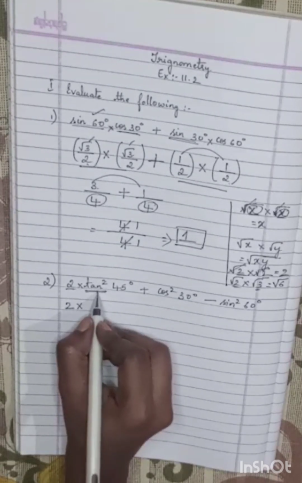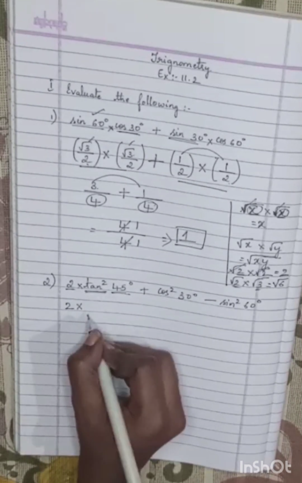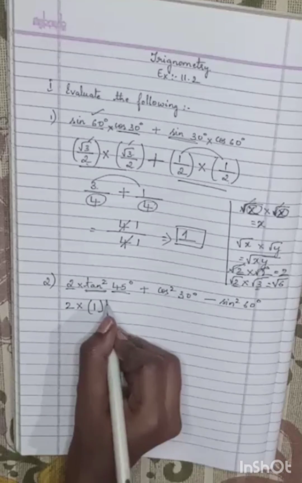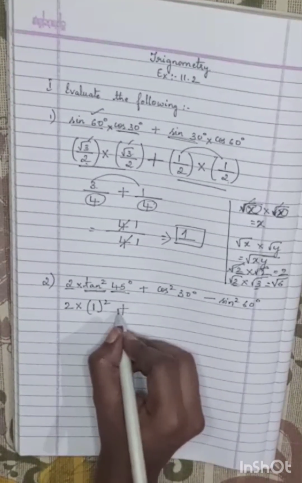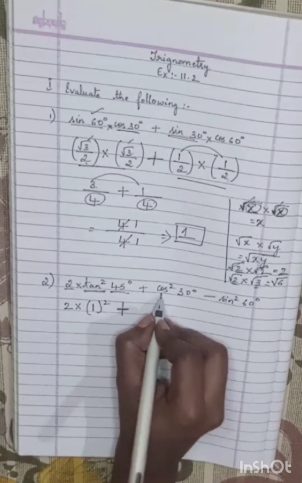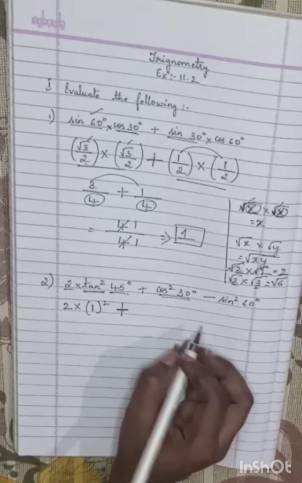So first let us write down the value of tan 45. Tan 45 value is 1. We have a square for tan, so put that square for this one. Next, plus. This plus, we are writing it here. They are saying cos square 30 degree. So first let us write the value of cos 30.